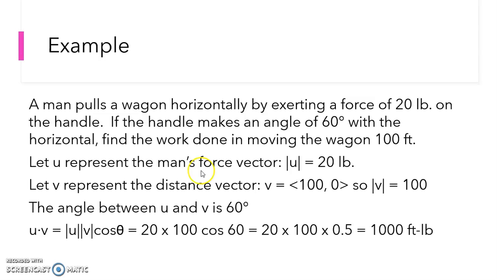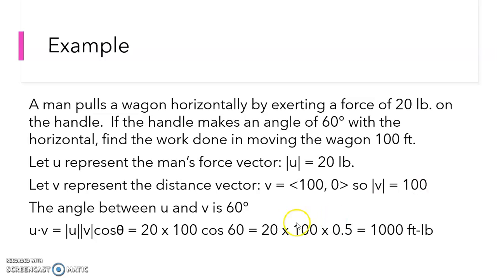So I made U the man's force vector, and the magnitude of that is the 20 pounds of force he's using. And I made V represent the distance vector. And we went a total of 100 units horizontally. So my horizontal component is 100. And my vertical component is 0 because he hasn't moved it vertically. He's only moved it horizontally.